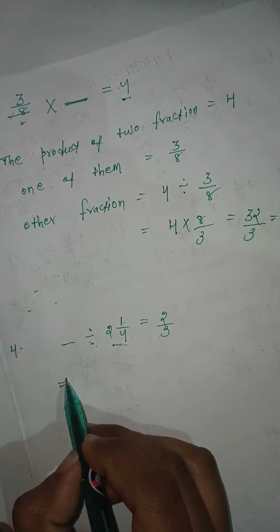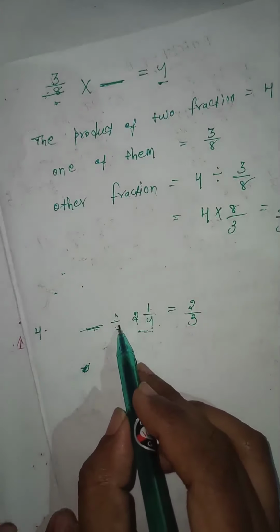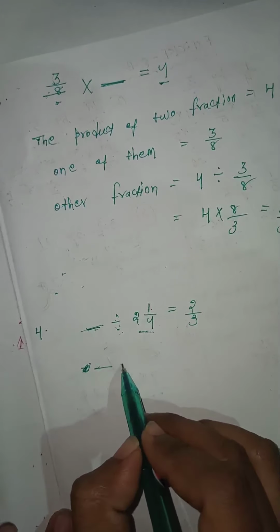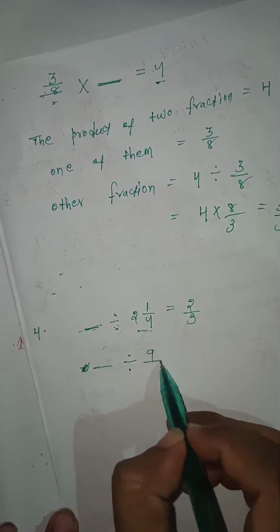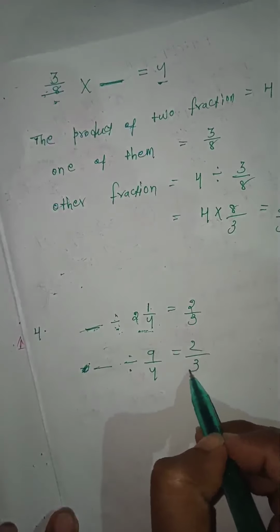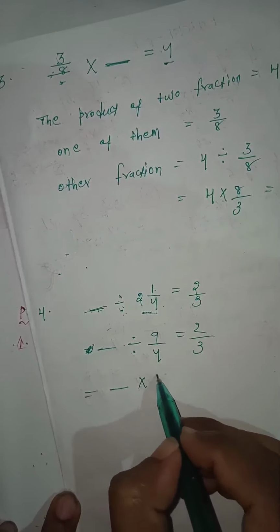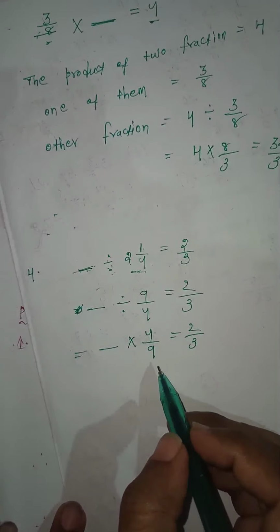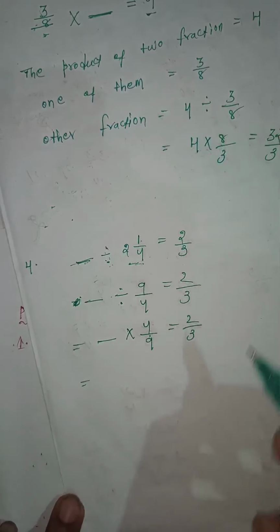Again, if this type of question is there, you can write it in the form of multiplication by the reciprocal of this number. So the number divided by the improper fraction 9 by 4 is equal to 2 by 3. And here if you do the multiplication, 4 by 9 will be there, equal to 2 by 3.